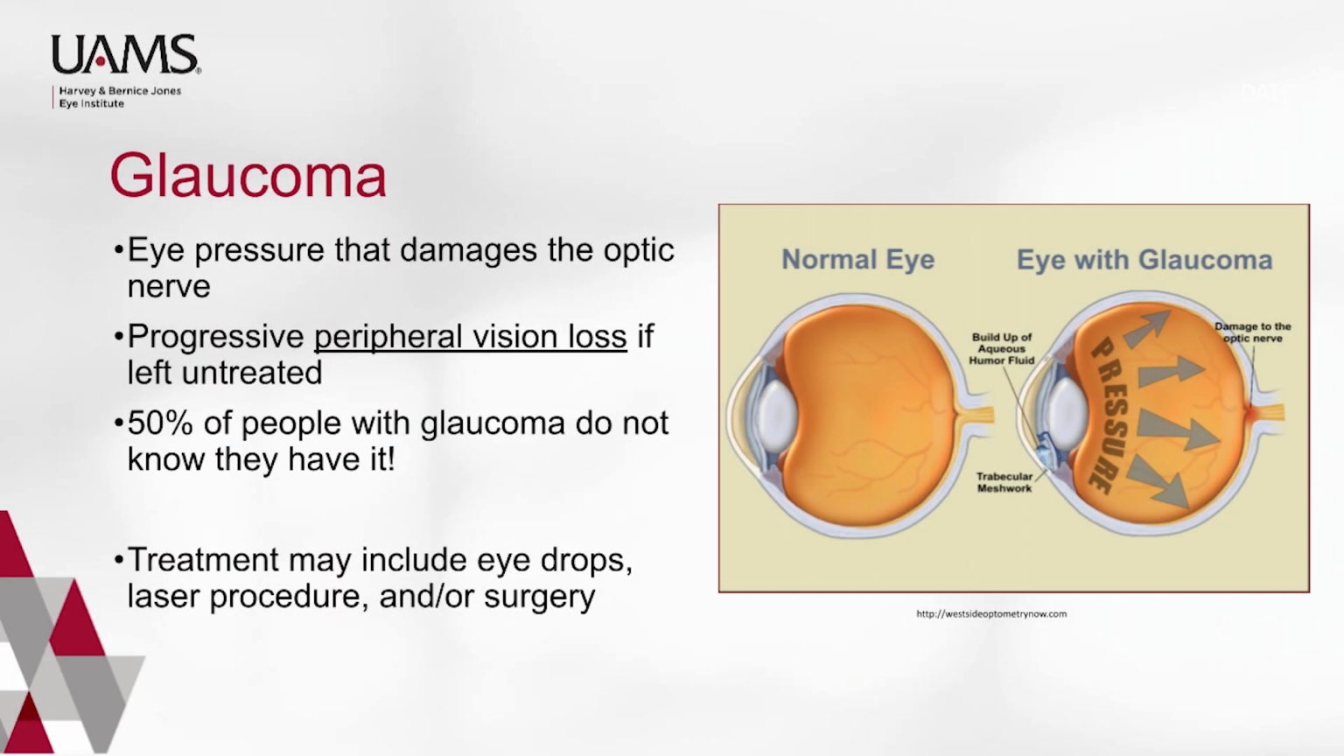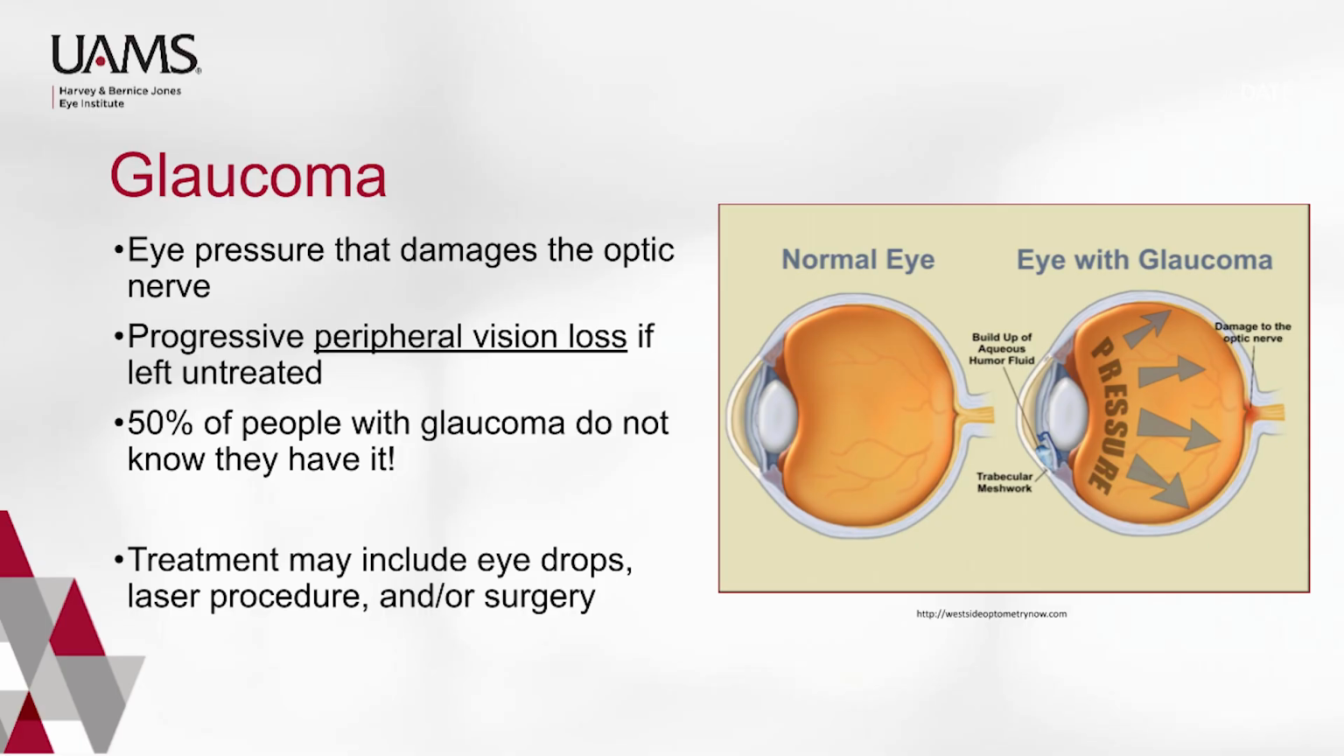Glaucoma is when the eye pressure damages the optic nerve, which is the structure that connects the eye to the brain. If a patient has damage to this nerve, it can cause peripheral vision loss. And if glaucoma goes untreated, it can cause progressive peripheral vision loss. 50% of people that have glaucoma don't actually know they have it, and that's the scary point with this disease.